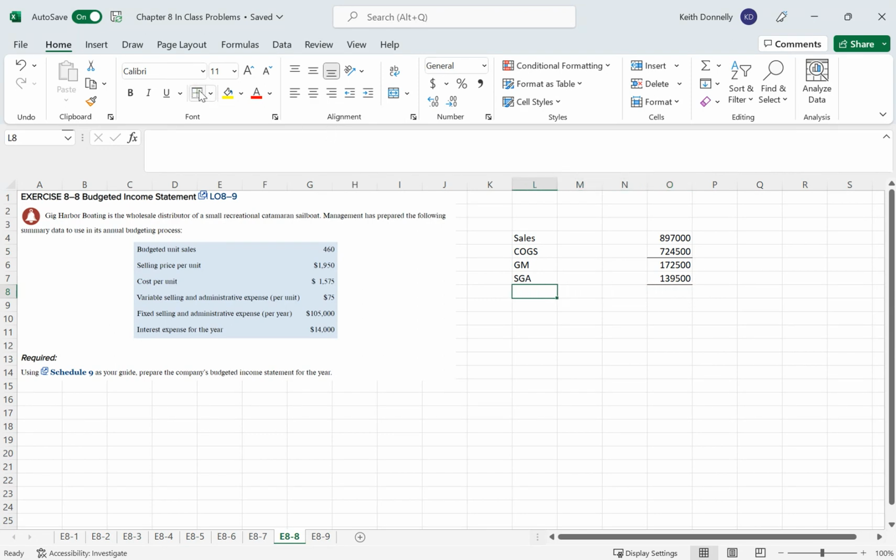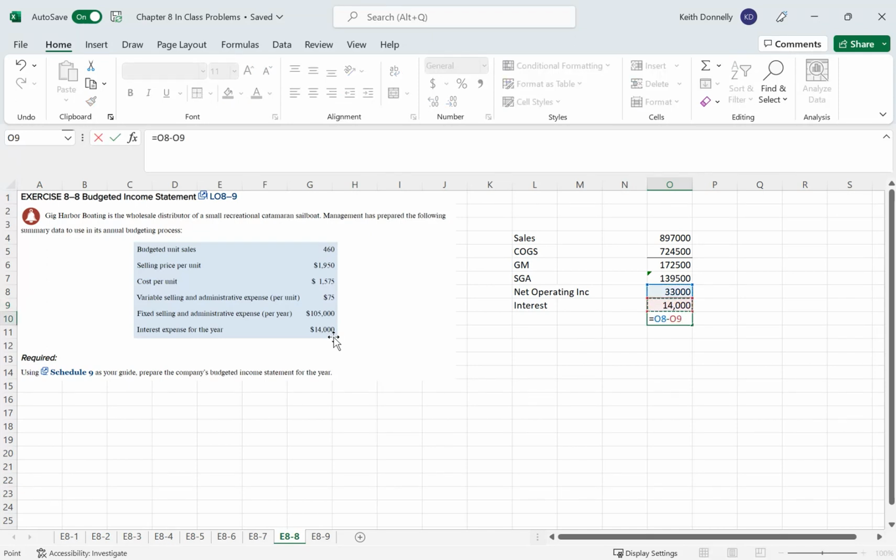That will get us our net operating income. Take the 172 minus the 139. We're looking at 33. We'll back out interest expense of 14,000. So 33 minus 14, we're looking at 19 of net income. Nothing over the top there, just working through a budgeted income statement.